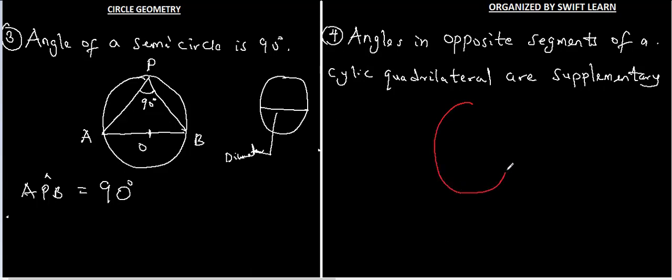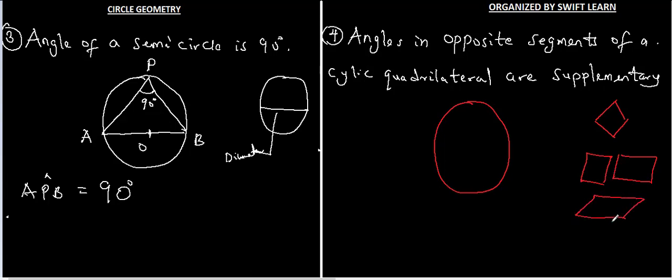What is a cyclic quadrilateral actually? From the words cyclic and quadrilateral, a quadrilateral is a four-sided shape. That means I can say my rhombus is a quadrilateral: 1, 2, 3, 4. I can say a square is a quadrilateral. I can also say even my rectangle is a quadrilateral. Even if I have a parallelogram, I also have a quadrilateral. So when all these things are inscribed in a circle, it is called a cyclic quadrilateral.